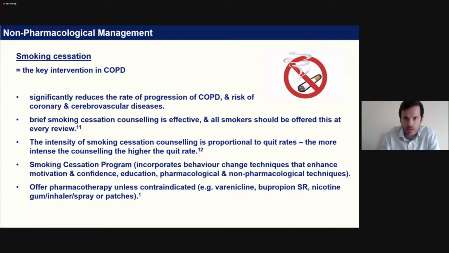Where possible, patients should be referred to a smoking cessation program that incorporates behavior change techniques that enhance motivation and confidence, education, pharmacological and non-pharmacological techniques. Patients should be offered pharmacotherapy unless contraindicated, and options include varenicline, bupropion, nicotine gum, inhaler, spray, or patches.